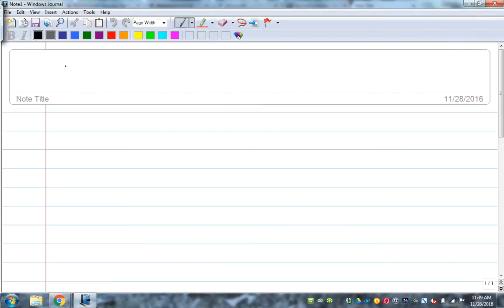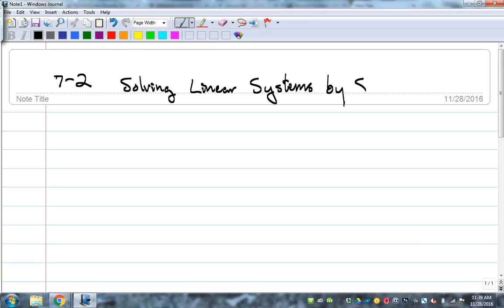All right, section 7.2 is where we're going to be solving linear systems by substitution. That's what we're going to be doing. Okay, solving linear systems by substitution.